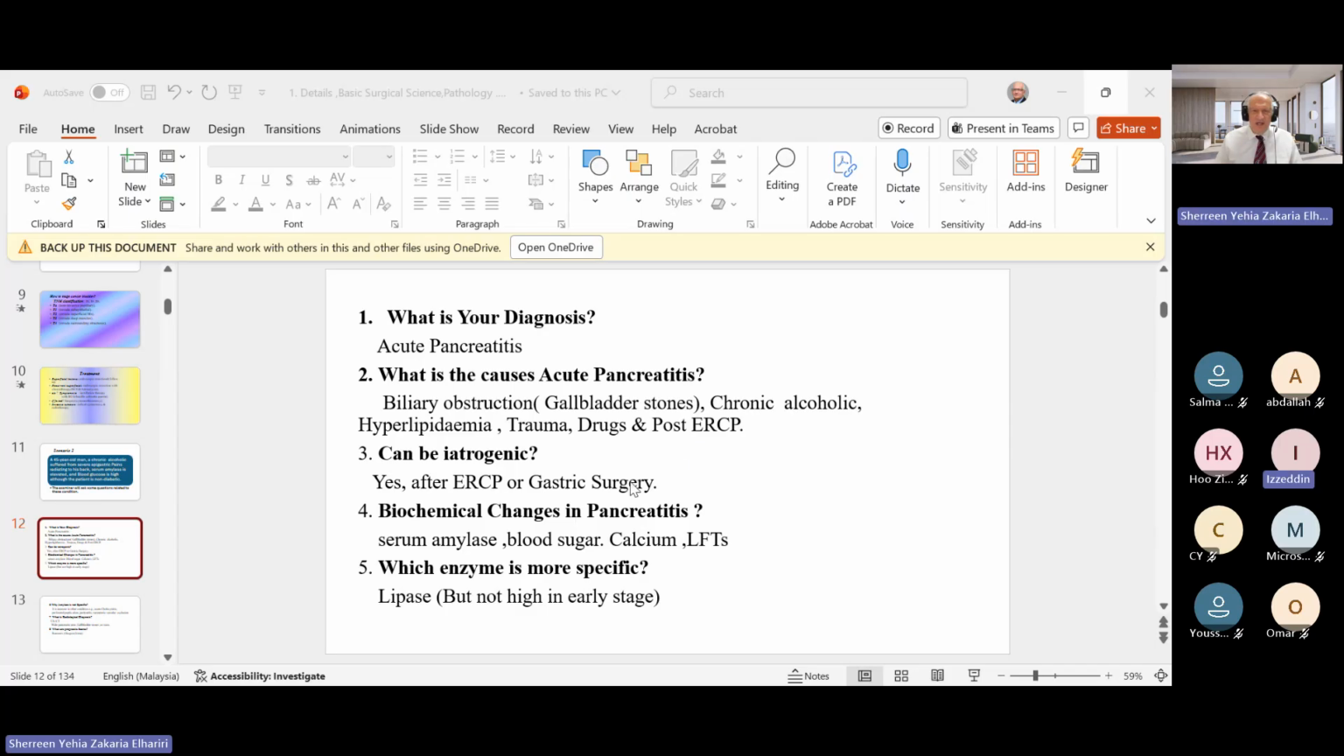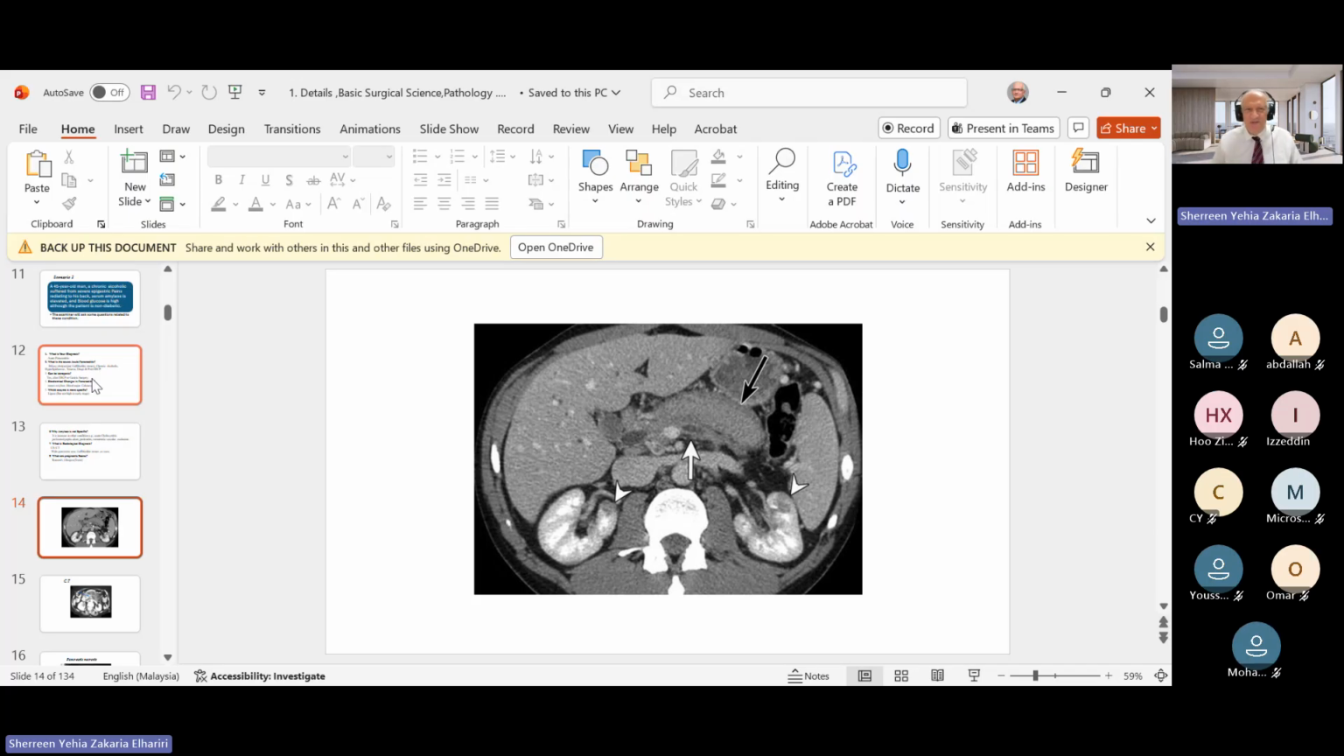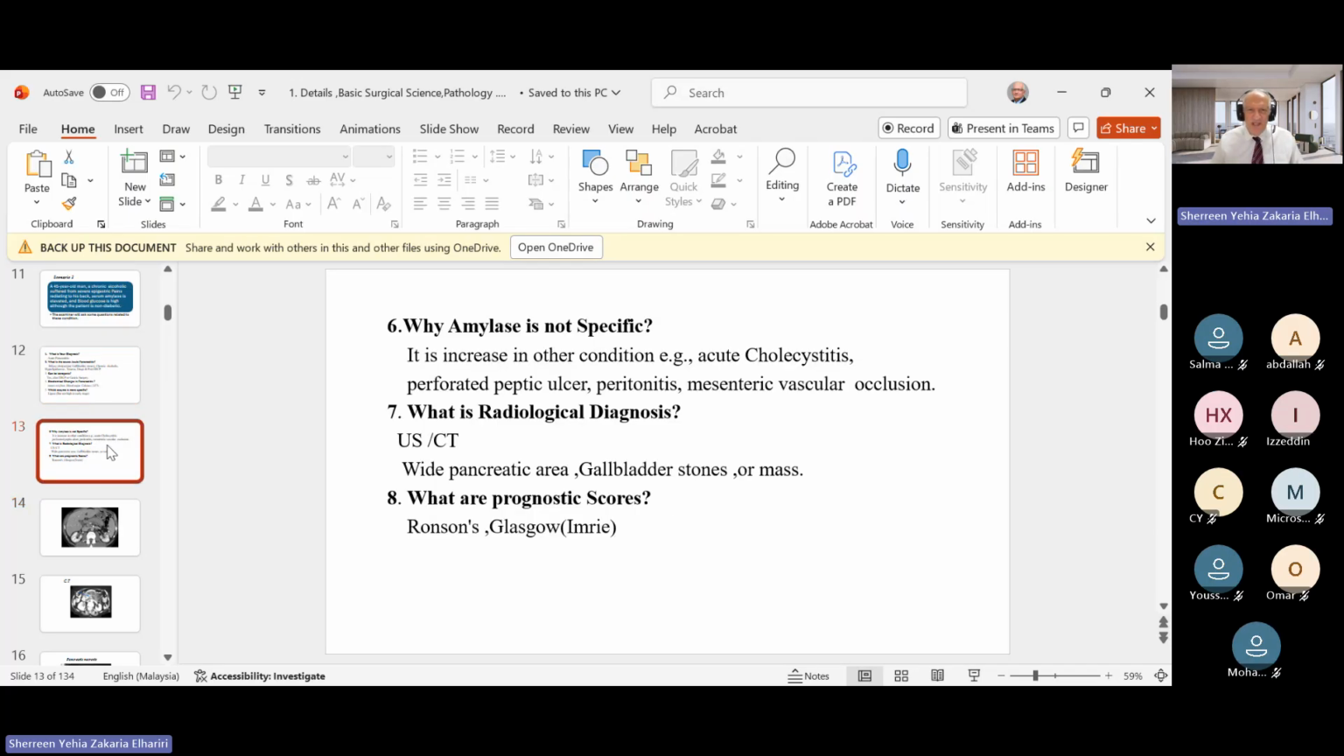It occurs in many diseases, for example, mesenteric vascular occlusion, acute cholecystitis. So this is why amylase is non-specific, because it occurs in other acute abdominal cases like perforated peptic ulcer, peritonitis, mesenteric vascular occlusion. All these can cause a false high amylase. I see. Okay.